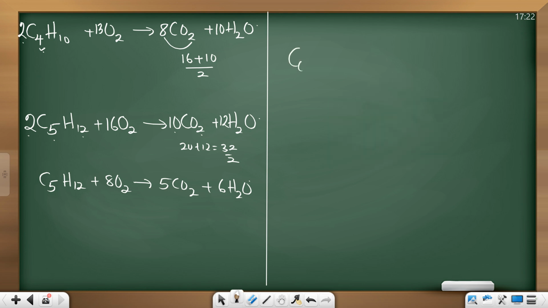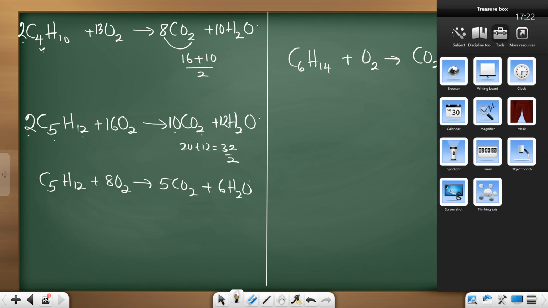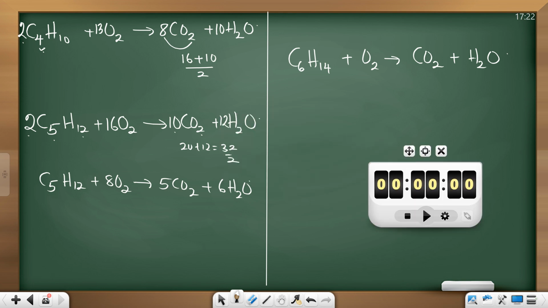The last one for you to practice. Everybody. C6H14 plus O2 to give you CO2. Please make sure you finish. You have 15 seconds. Don't worry, this time I'm not making that mistake. Okay, let me stop. You are still writing the question. 15 seconds. There we go. Balance that.